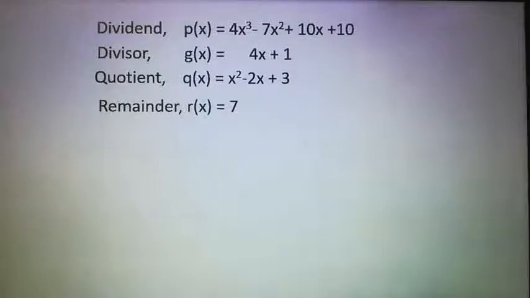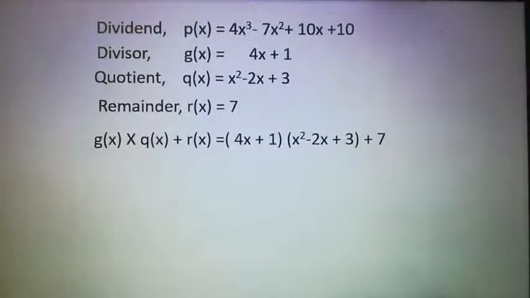In the number system, you have verified it as divisor into quotient plus remainder. You should get back the dividend. So let us verify g of x, the divisor, into quotient q of x plus r of x. Now the divisor was 4x plus 1 into the whole x square minus 2x plus 3, plus 7. And you know the multiplication of two polynomials: with each term of the first polynomial, you have to multiply each term of the second polynomial.